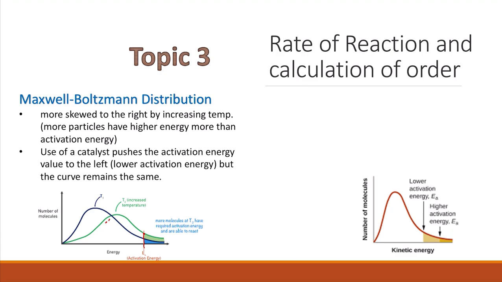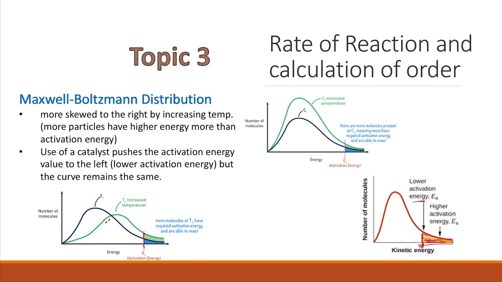Probably this year, if this comes up in your exam, they're going to ask you about the effect of the use of a catalyst. When you use a catalyst, the Maxwell-Boltzmann distribution curve will remain exactly the same, because the use of a catalyst does not affect the energy of the particles. But what it does is lower the activation energy. So now the activation energy moves a bit to the left, which means we have more particles with energy higher than the activation energy. This is why the catalyst speeds up the reaction.